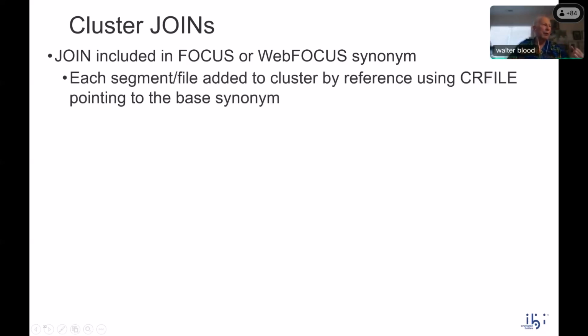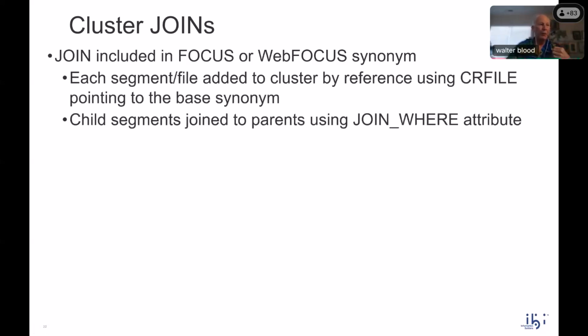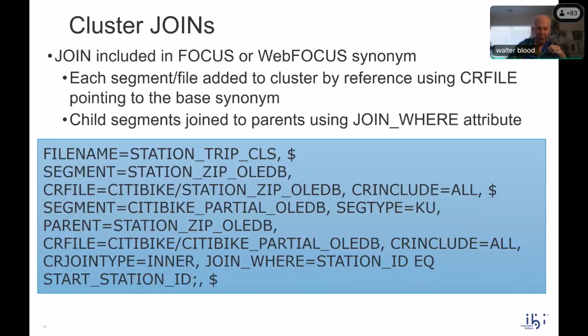All right. What about working with clusters? The idea behind a cluster, or a multi-table master, is very simple. I've got the join put in the master file, so I don't have to worry about it. It's there. You don't have to worry about it. Each file is added to the cluster by reference, using a CR file pointing to the base synonym. In other words, we have multiple synonyms, and we're going to create a cluster synonym in effect to bring these together. The child segments are linked to the parents using the join where attributes.